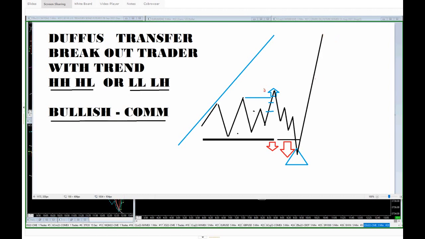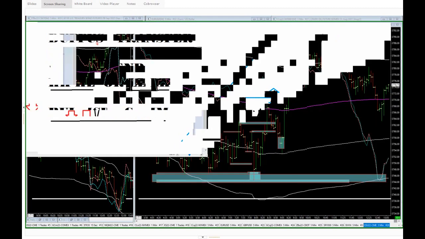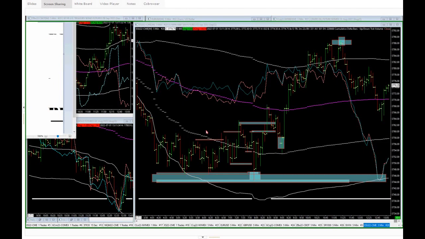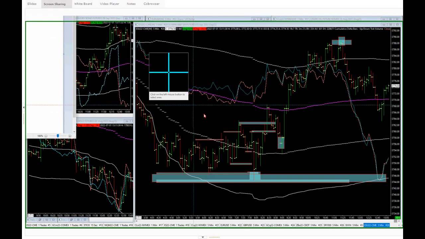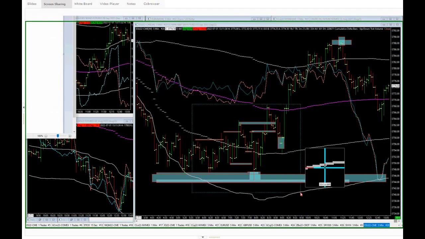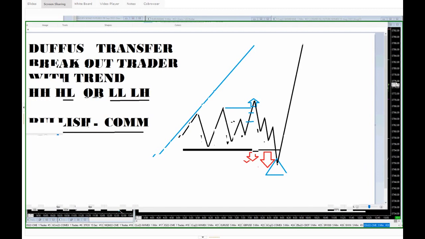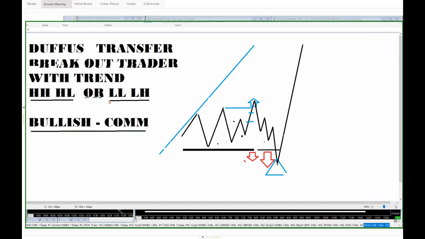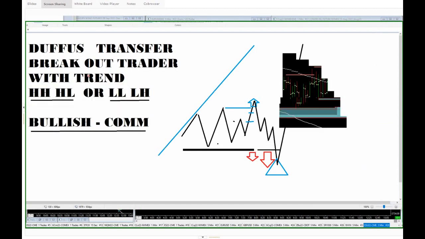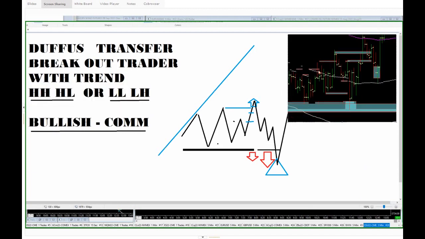Well, that's exactly what happened to the S&P at the bottom edge. Did you see it? It's exactly what happened to the S&P at the bottom edge here. Take a look. Do you see what happened?